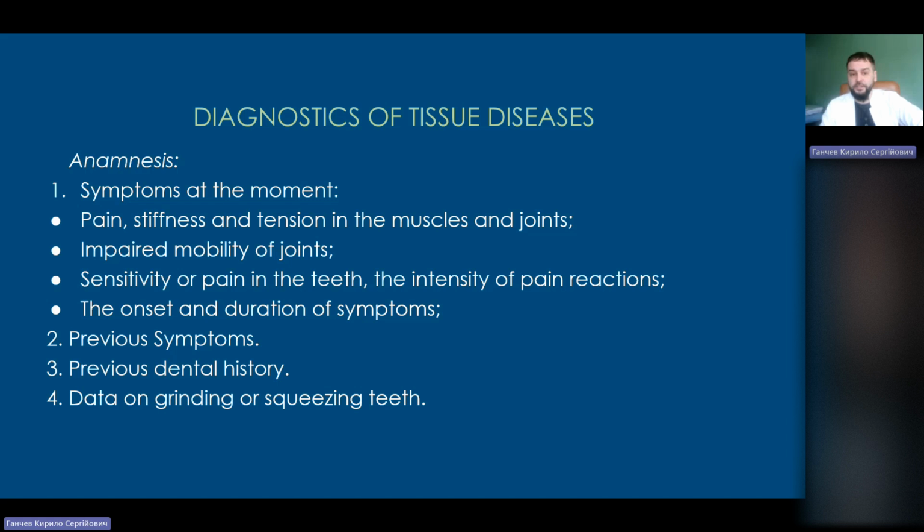Diagnostics of tissue diseases. Anamnesis, you know what that is? Symptoms at the moment: pain, stiffness, and tension in the muscles and joints. That's what I'm trying to say. If you made a wrong bite, you're going to have those problems. Of course, the patient will have them, but the patient will come to you with those problems because you made them. So be careful. Impaired mobility of joints, sensitivity.